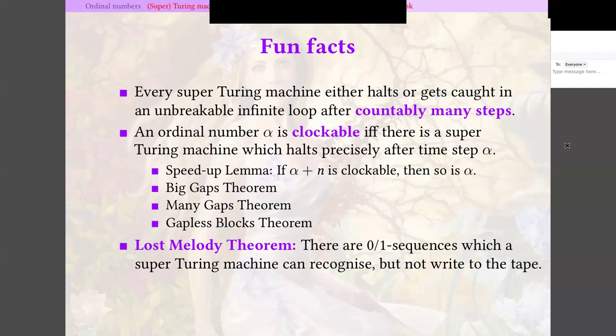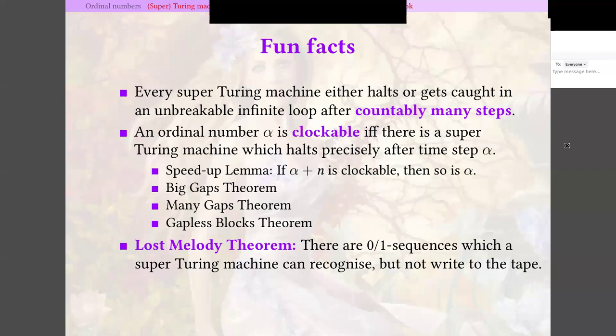If alpha plus n is clockable, where n is a natural number, not an infinite number, but an ordinary natural number, then also alpha is clockable. So then you can somehow change the machine in such a way that it doesn't require these n extra steps. And then there's a theorem called the big gaps theorem, which in some sense, you need to be more precise, but in some sense states that there are gaps of arbitrary size in the range of clockable numbers.